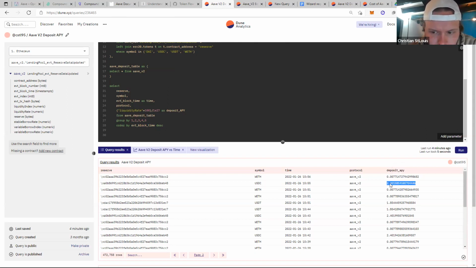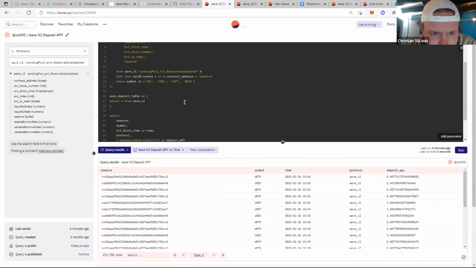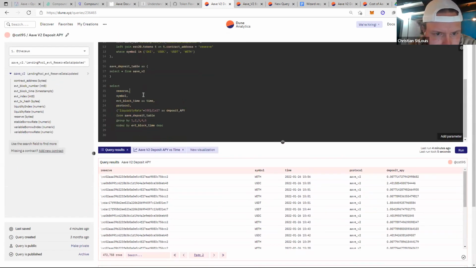It's just weird that there's so many entries in this database. That's what I'm confused about, because all we're pulling is the symbol, the liquidity rate, the block time, the block number. Actually, I guess the key thing here would be if we pull the block number, then we can see.